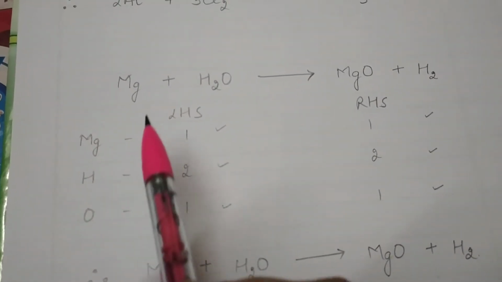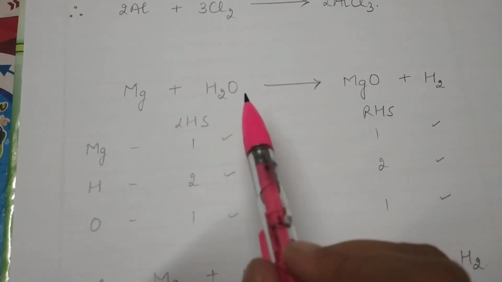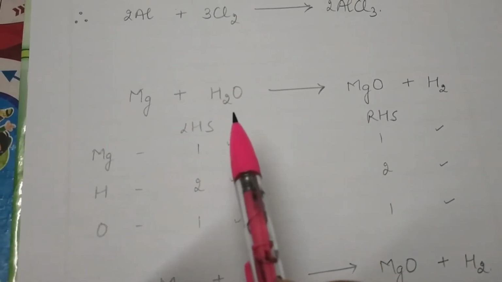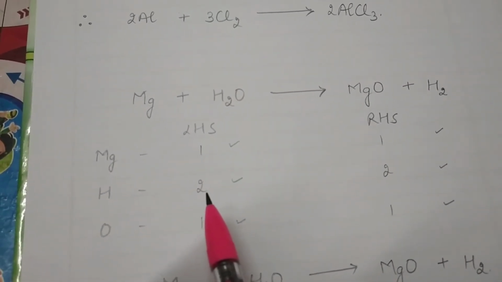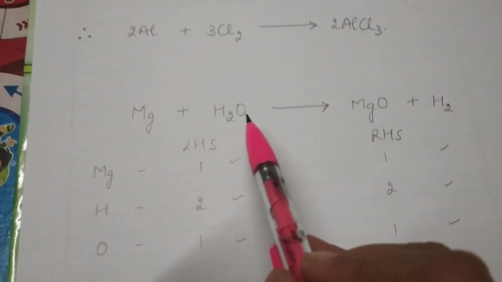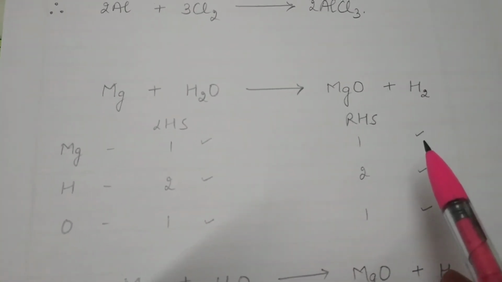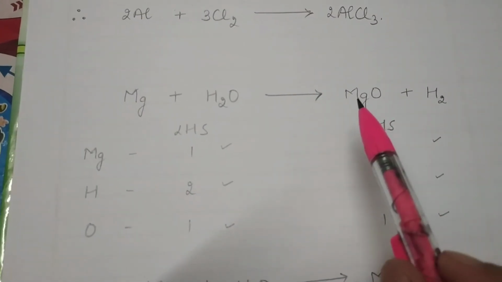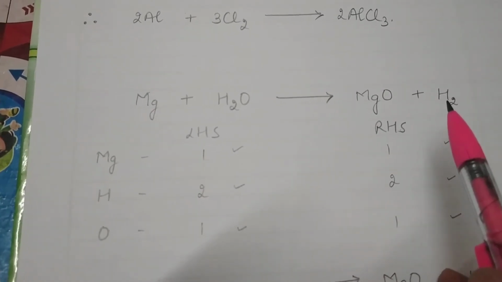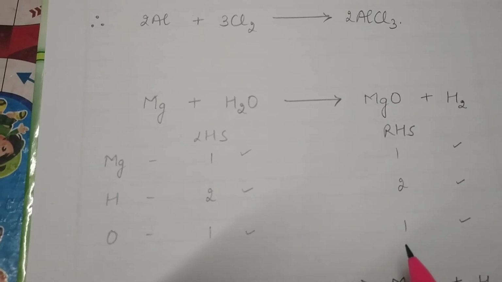Now as you can see, we will count how many magnesium atoms are there on the left hand side. If you see, in total we have only one magnesium atom. Look at hydrogen, we have two hydrogen atoms in total. And if we look at the oxygen, we can find only one oxygen. Now, coming to the right hand side of this reaction, let us check how many magnesium are there. In total we have only one magnesium. Hydrogen, again, we have total two hydrogen. And oxygen, we have only one oxygen.